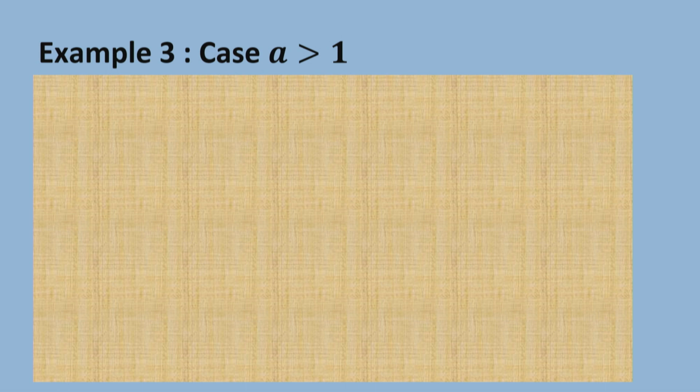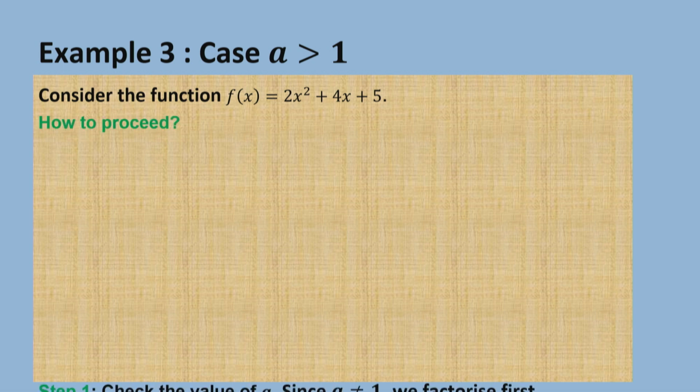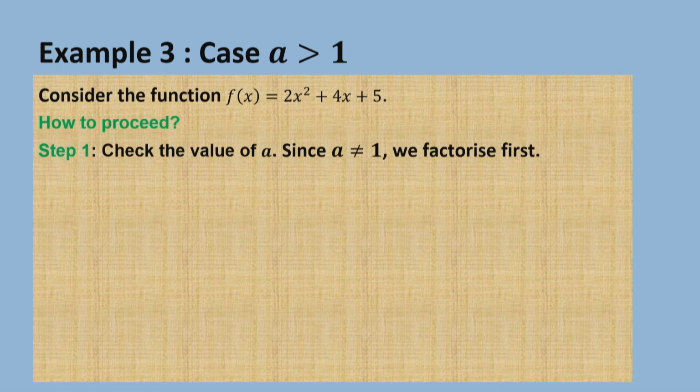Now, let's take the example where a is greater than 1. If we consider this function, f(x) = 2x² + 4x + 5, here we can see that a equals 2. Right? So if a equals 2, it is not equal to 1, what do we do? Well, we factorize. How do we factorize?